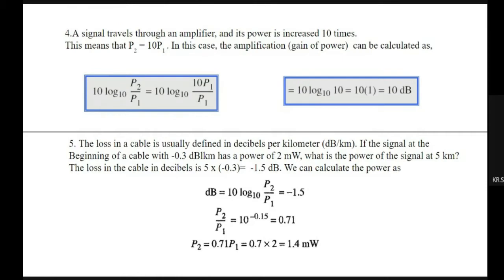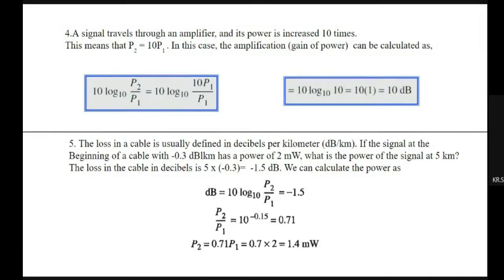The loss in cable is usually defined in decibels per kilometer. Okay, this is defined. So a signal at the beginning of the cable, with minus 0.3 dB per kilometer, that is the starting position of the cable, and the power is 2 milliwatts. What is the power of the signal at 5 kilometers?